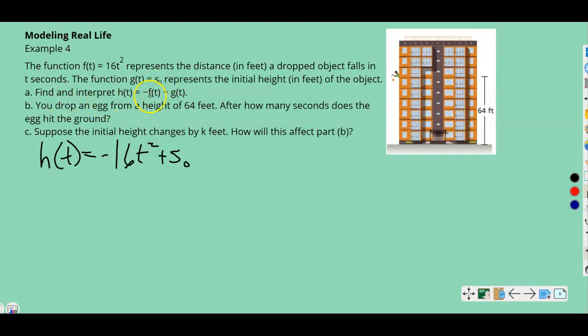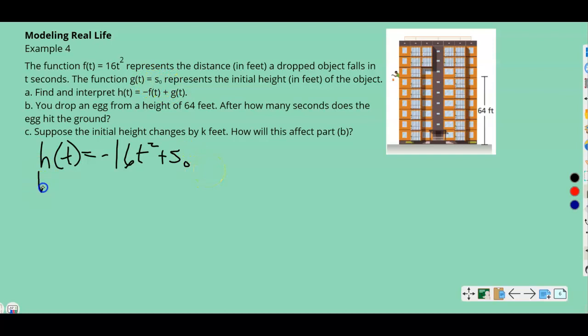So it says to find and interpret that. We know the function h of t equals this, and we know that it represents the height in feet of a falling object t seconds after it's dropped from the initial height of s sub 0, and that's in feet because it's given in feet right here. So that means we know that the initial height is 64 feet, so now we can plug in the initial height for s sub 0.